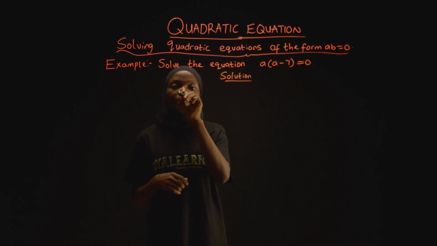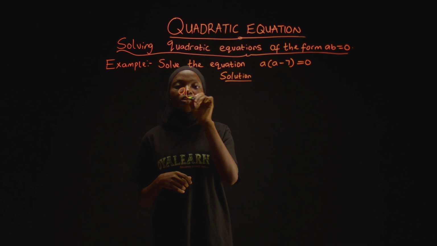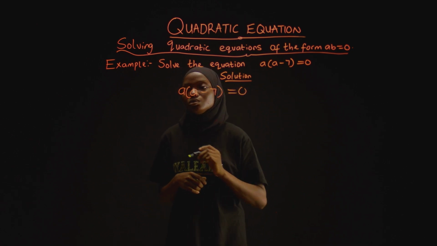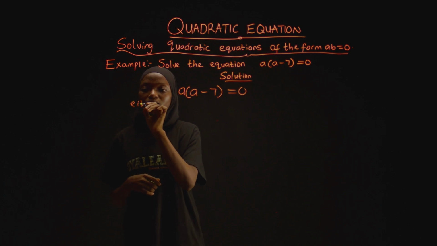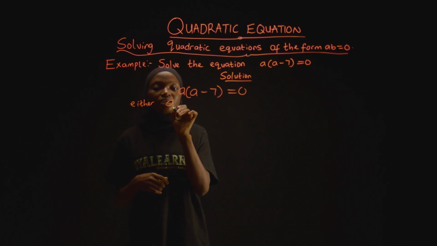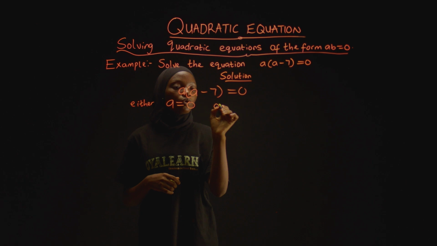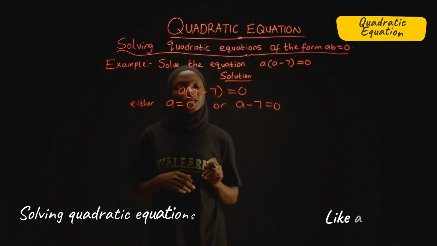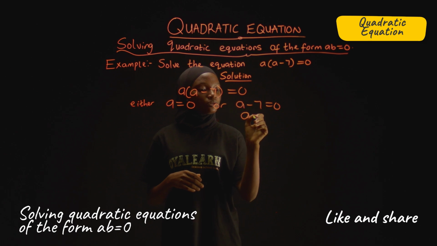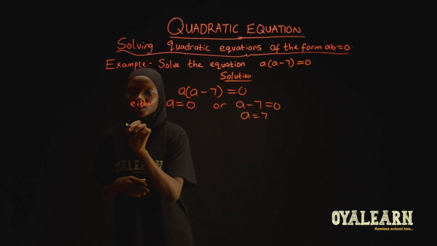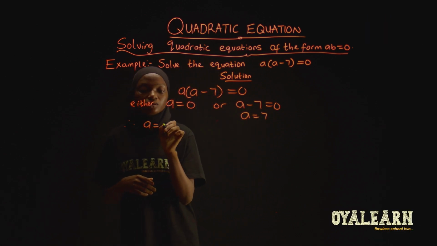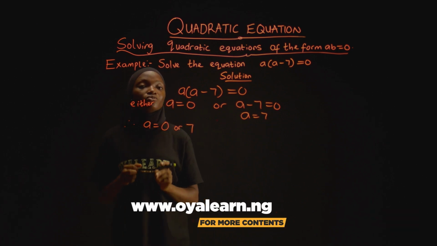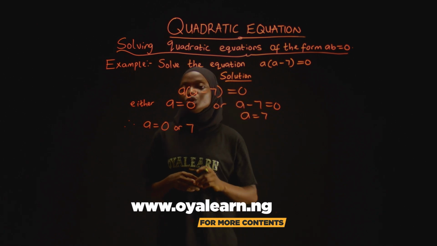We have a into a minus 7 equals 0. So either a equals 0 or a minus 7 equals 0. Now we solve this side. That is, a equals 7. So therefore, a equals 0 or 7. So that gives us the value for which this equation will be equal to 0.